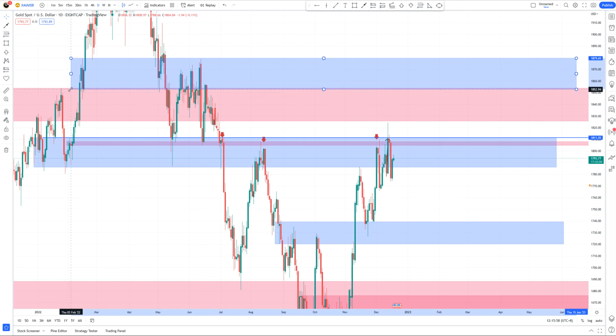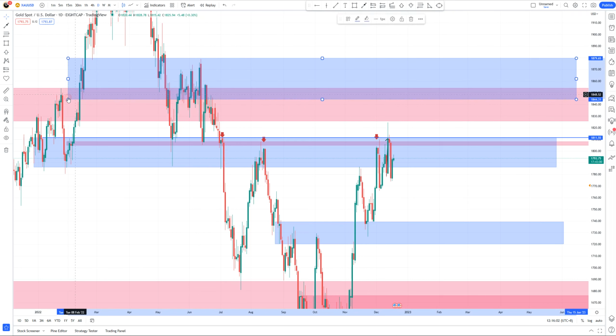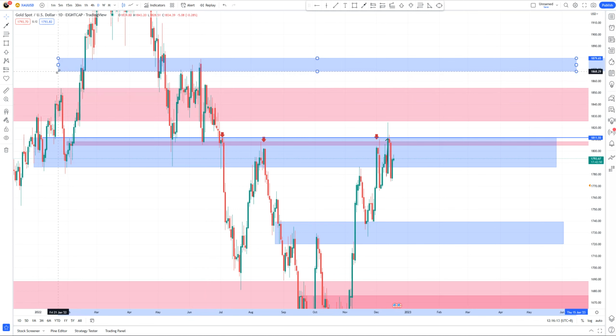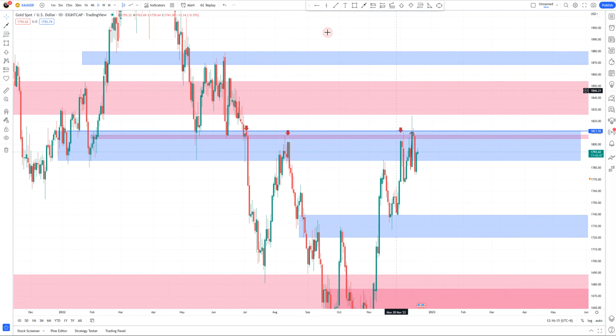So where I'm going to be marking this is, let me see, this is the first fail, this is the first cell, this is the pullback into the zone, and then we have this level. So this is going to be my level of the daily time frame. So unless price closes and creates a new selling setup around this zone, I would be waiting for price here.